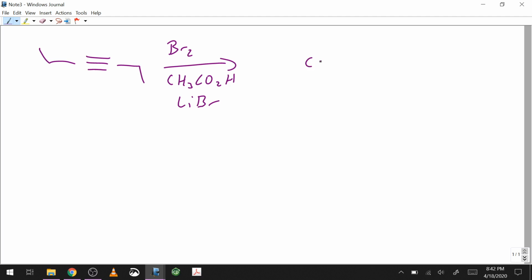We end up here with the ethyl group on each side, the bromines anti to each other, and this is 99%. It's 99% E. So, stereo control doesn't get much better than that.